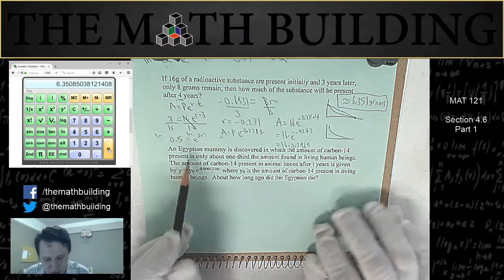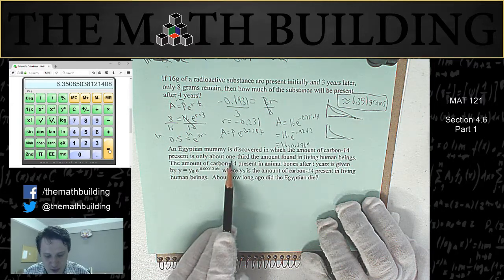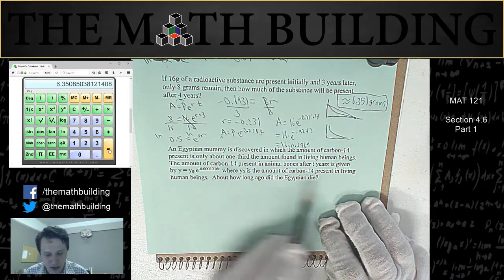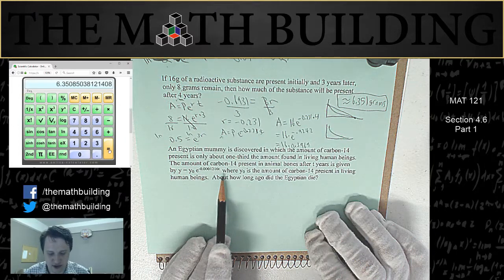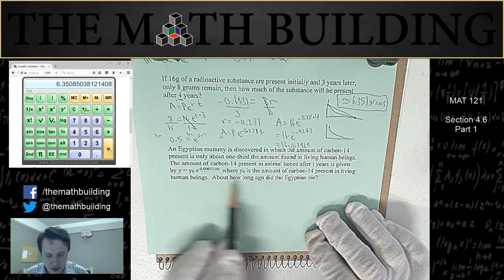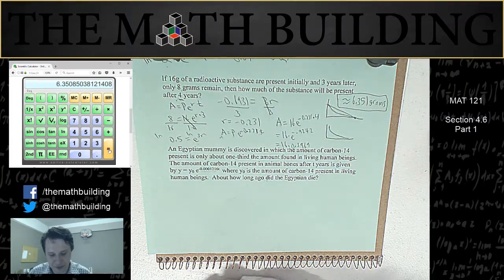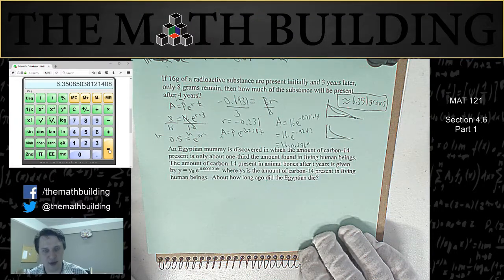So that's pretty cool. An Egyptian mummy is discovered in which the amount of carbon-14 present is only 1/3 the amount found in living human beings. Here's the formula. This is for carbon-14, and we would have done experiments to figure out this number. About how long ago did the Egyptian die? So we know that it only has about 1/3 the amount as it did initially. So what would we plug in for y and y original?